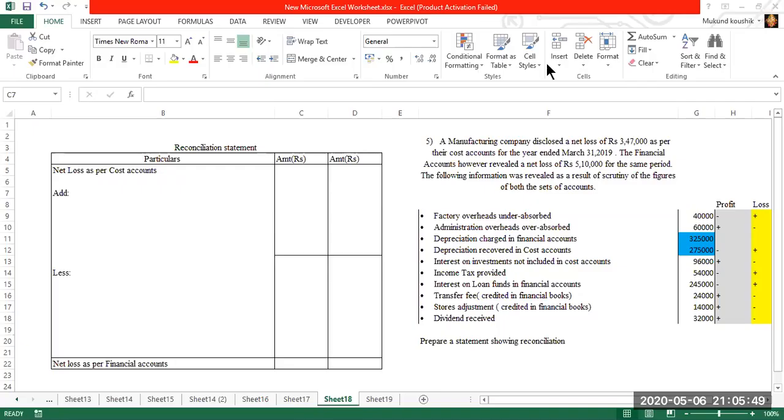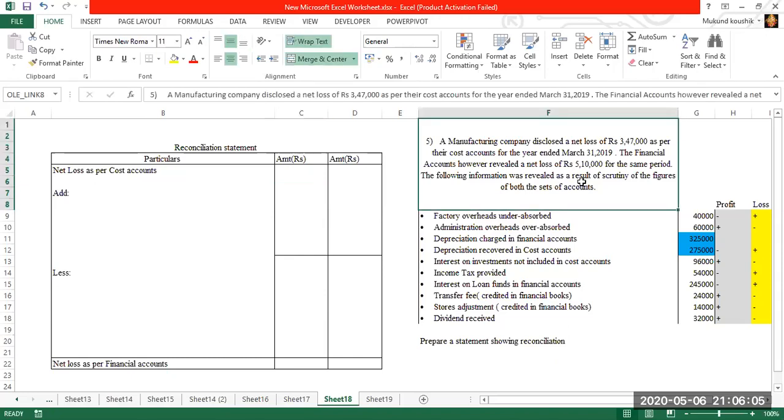Hello students, today we are going to discuss problem number 5 or question number 5 on reconciliation. Now again look at this question, what they have given. A manufacturing company disclosed a net loss of 3,47,000 as per cost accounts, and the financial accounts revealed a net loss of 5,10,000.